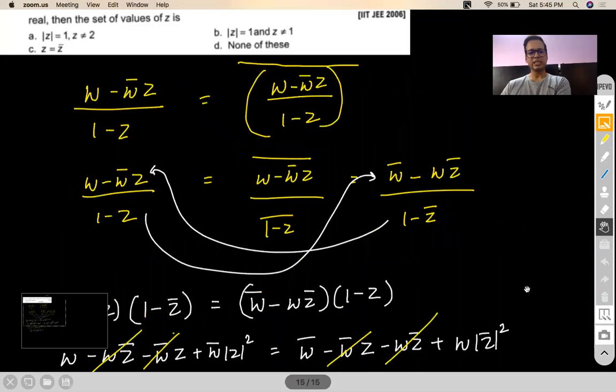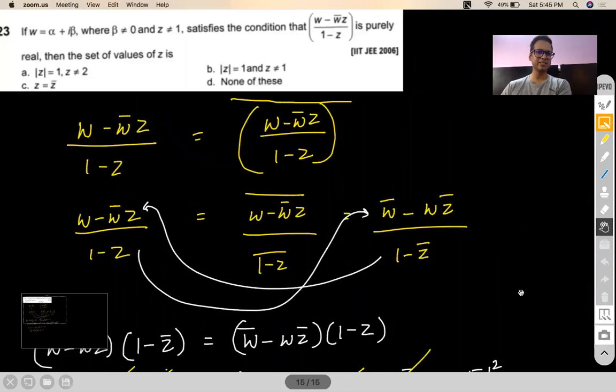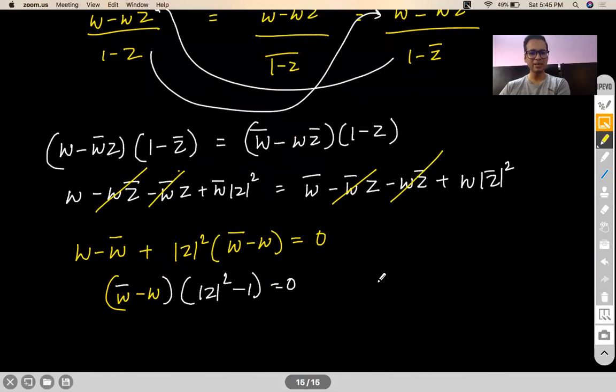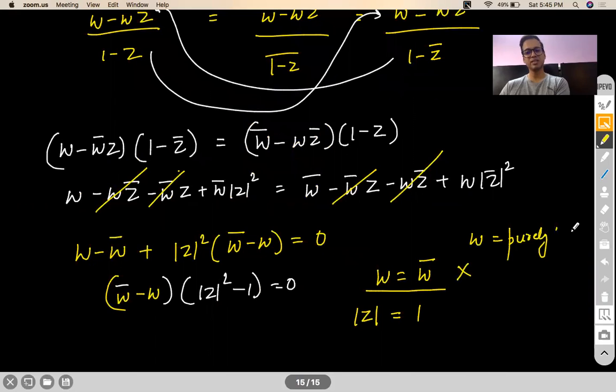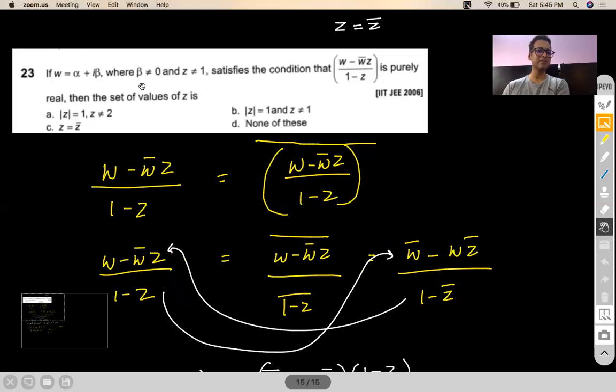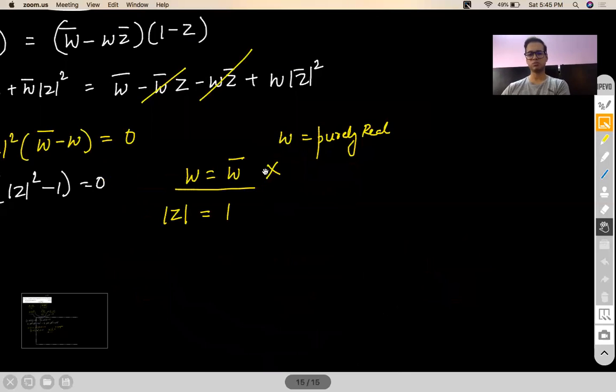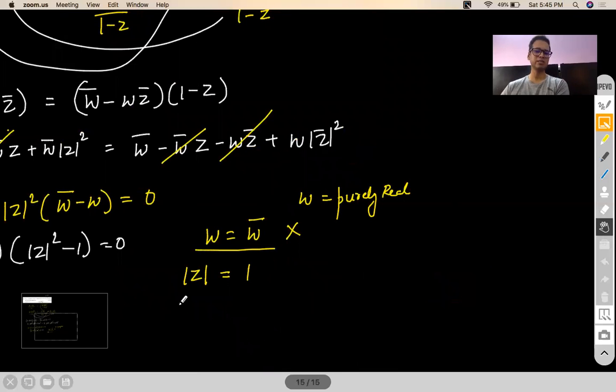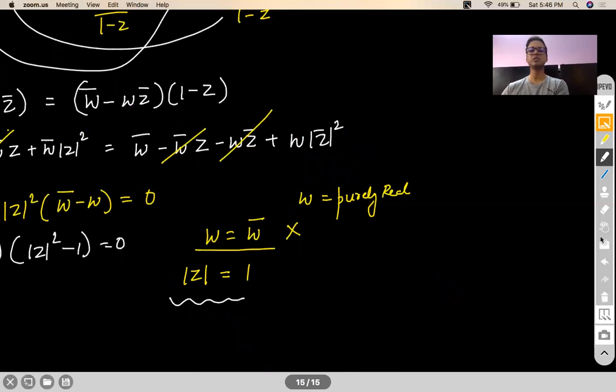Correct? Now, there are two possibilities. Either W is equal to W conjugate or mod Z is equal to 1. But the first is not possible, because then W must be a purely real complex number. If it is a purely real complex number, that means beta should have been 0, but they have given beta is not 0. That means this possibility is ruled out. That means the only possibility is mod Z is equal to 1.